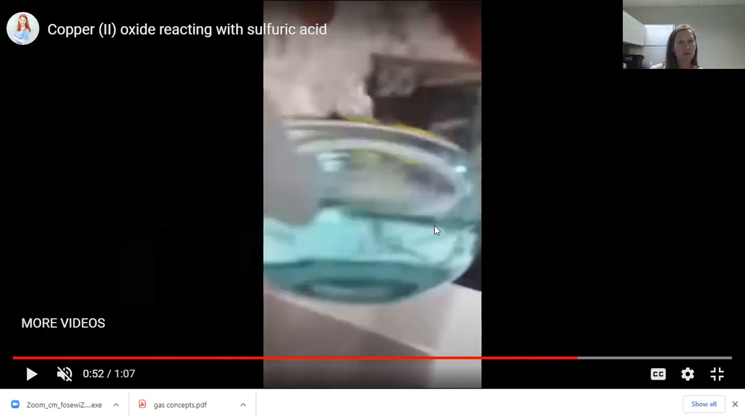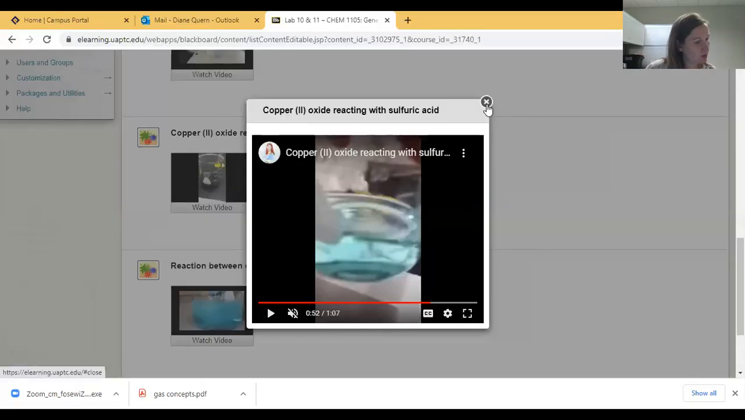So notice all of the black solid, it looked like it dissolved. It didn't dissolve, it actually reacted with the sulfuric acid. And then upon that double displacement reaction, we got the copper 2 sulfate, which is soluble in water. So that's why you don't see any more solid, because it's aqueous. And then water was the other product. So it's kind of a bluish green aqueous solution at the end there.